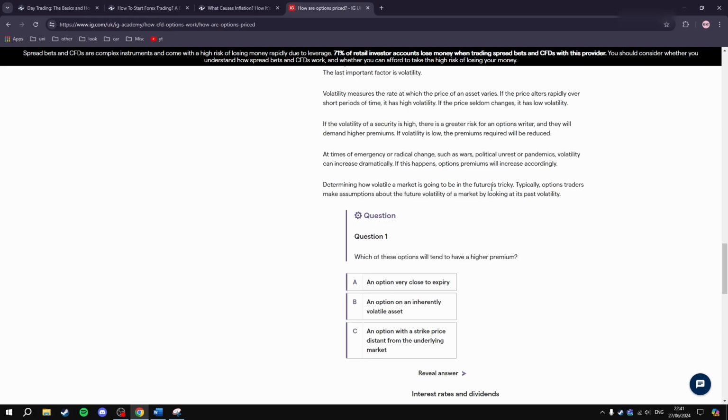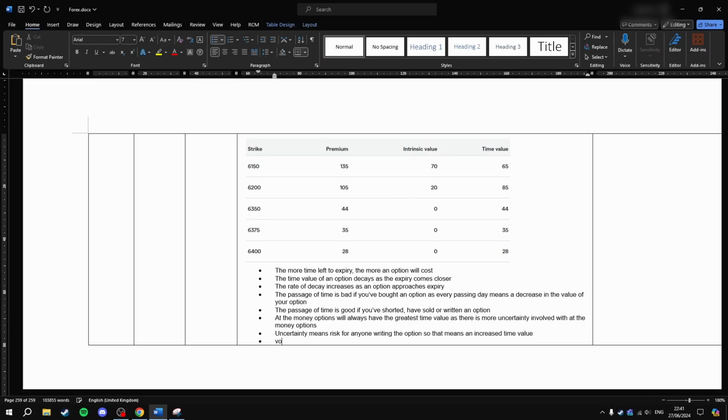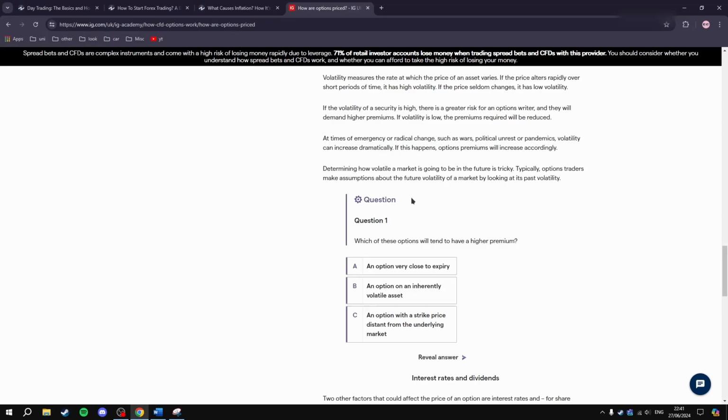Volatility. The last important factor is volatility. Volatility measures the rate at which the price of an asset varies. If the price alters rapidly over short periods of time, it is high volatility. If the price seldom changes, it has low volatility.